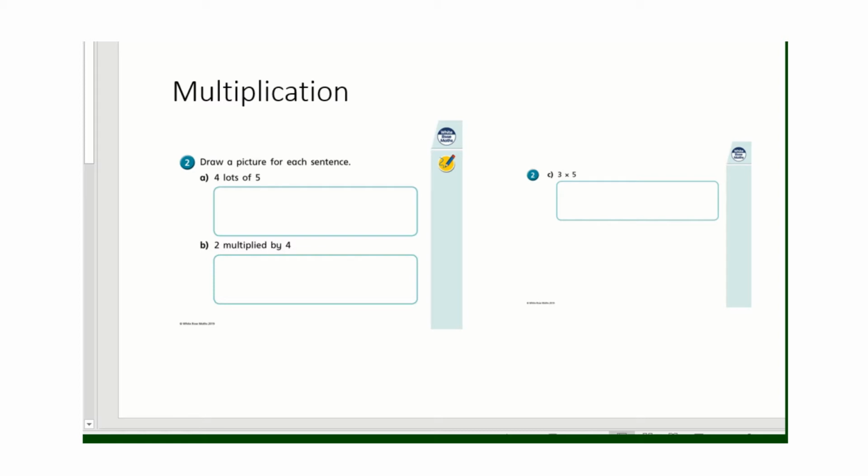Then I want you to be able to draw a picture for each one, just like the above. Could you draw a picture for 4 lots of 5? 2 multiplied by 4. So that would be the same as 2 lots of 4. 3 times 5. 3 lots of 5. Can you think of any more? You might do 6 lots of 2. Picture for 6 lots of 2. Or maybe 4 lots of 3. Or 4 lots of 10. Have a go.